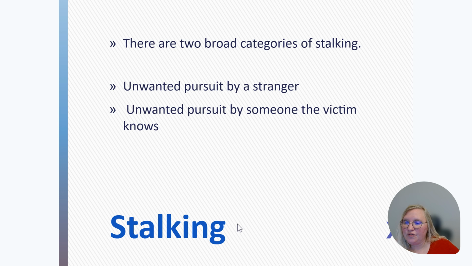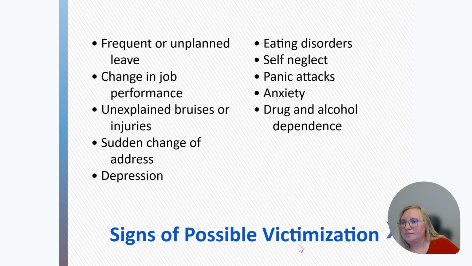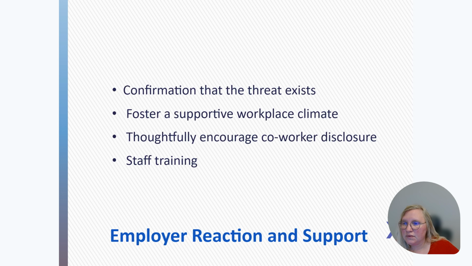We'll define stalking real quick. There are two broad categories of stalking: either unwanted pursuit by a stranger or unwanted pursuit by someone the victim knows. There are some signs of possible victimization, either at home or happening at the workplace. Either one of those, we look out for these signs. That could be frequent or unplanned leave, a sudden change in job performance, unexplained bruises or injuries, sudden change of address, depression, eating disorders, self neglect, panic attacks, anxiety, and drug and alcohol dependence.